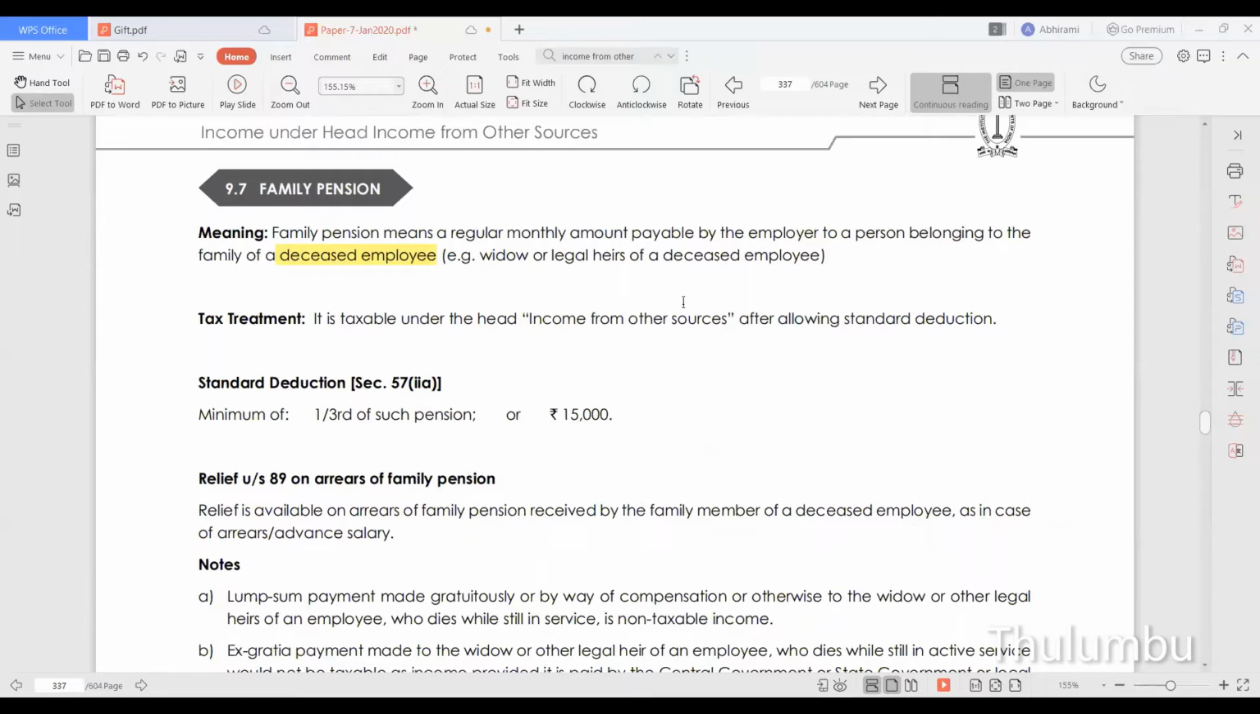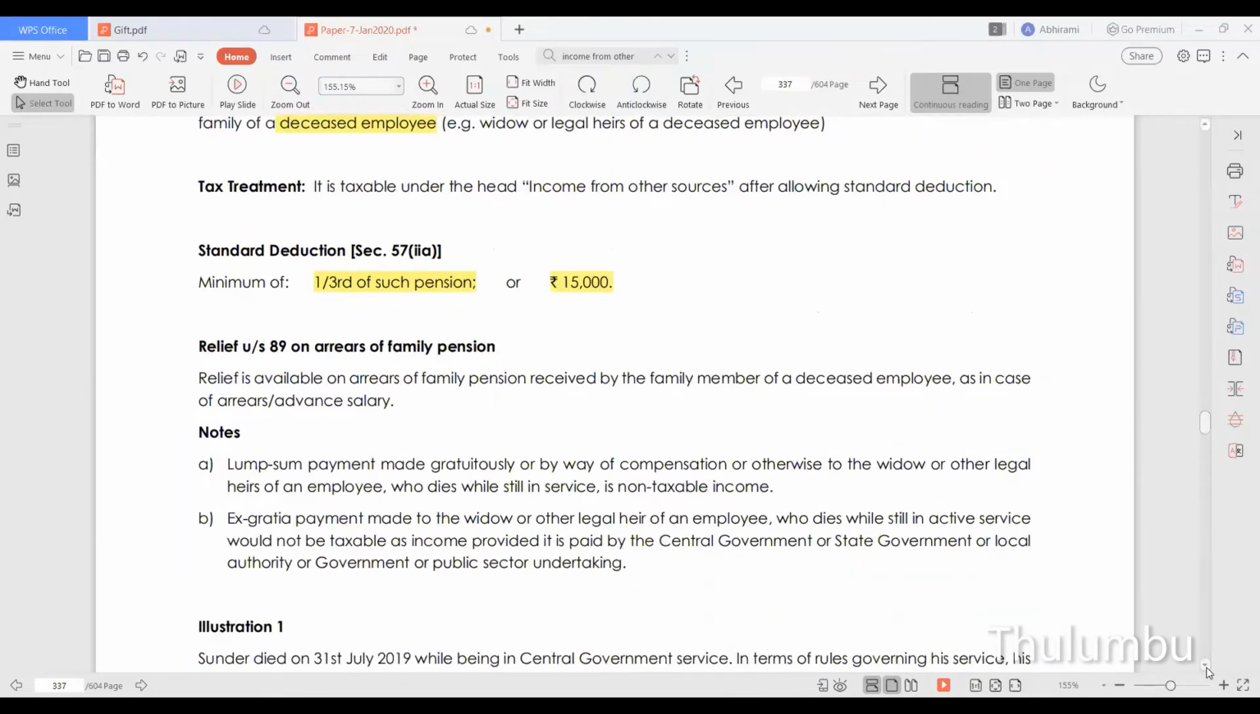income from other sources. In this amount, you can get a deduction of either 1/3 of the pension amount or 15,000, whichever is lower. Whichever is lower of these two amounts is allowed as deduction. Repeated questions have come on family pension, so you can expect a question from family pension now.